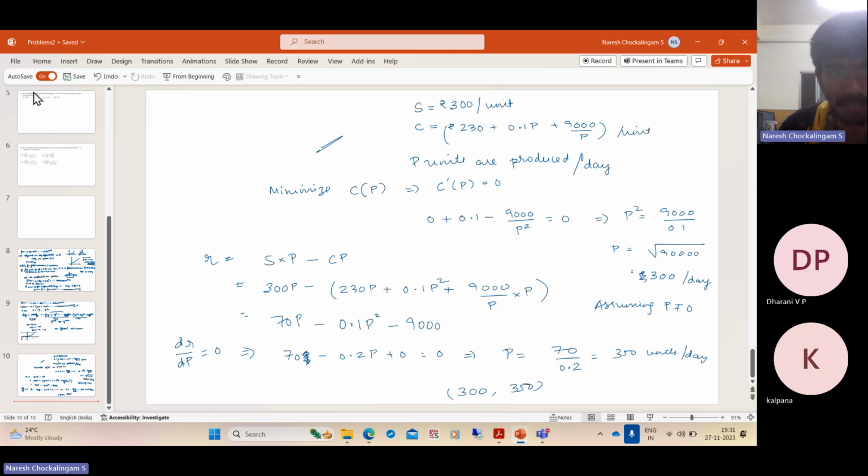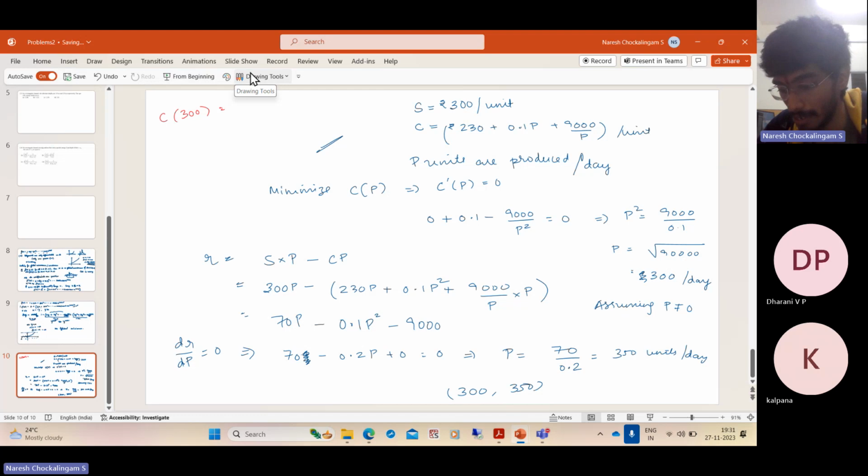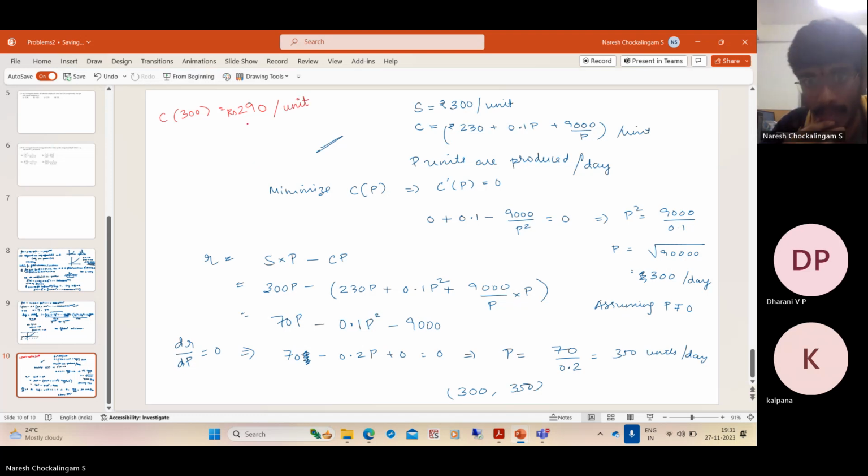We can also find what the cost is. So what is C of 300 units per day? C of 300 is 230 plus 0.1 into 300 plus 9,000 divided by 300. So the minimum cost is rupees 290 per unit.